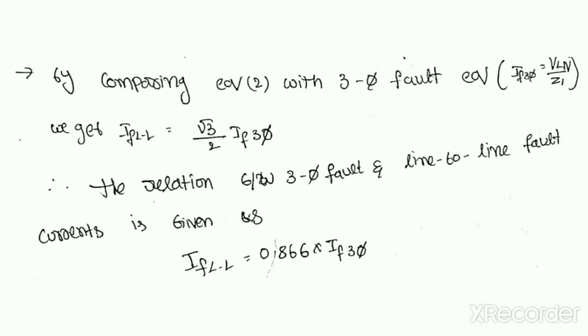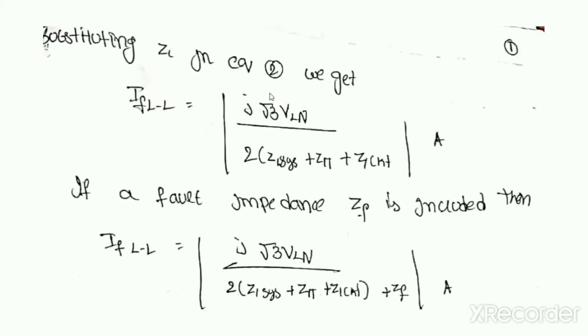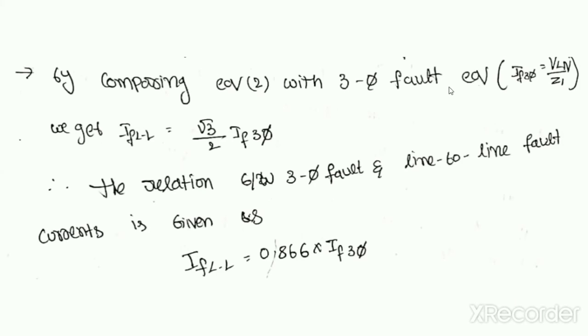Next, by comparing this equation with the three-phase fault equation, that is IF three-phase is equal to VLN by Z1, we get IF line to line is equal to root 3 by 2 IF three-phase.